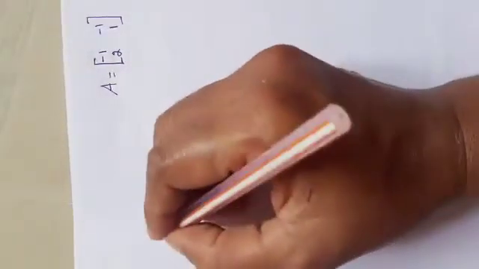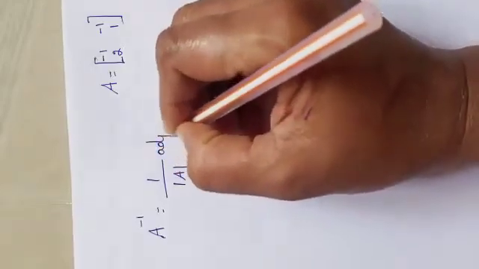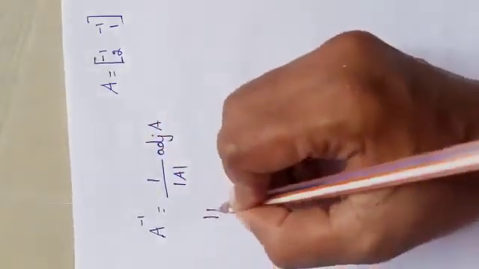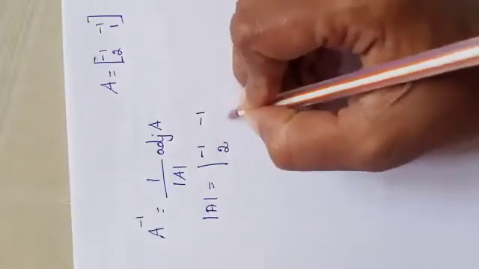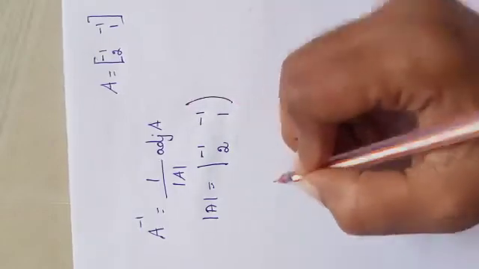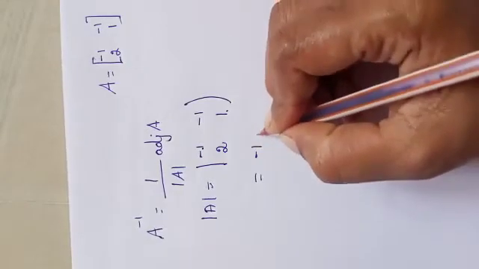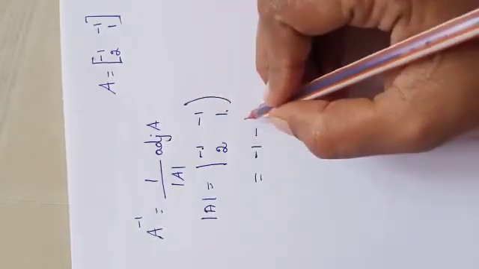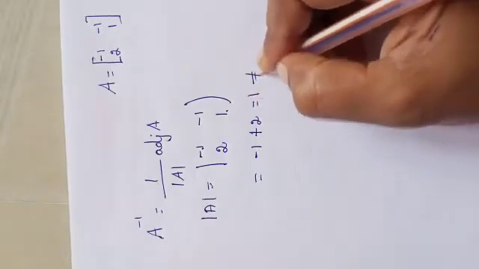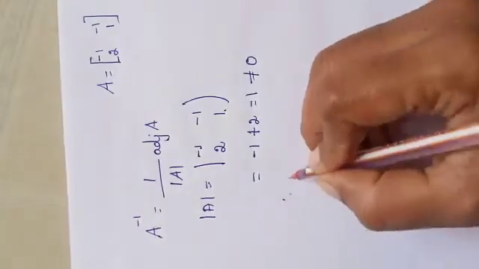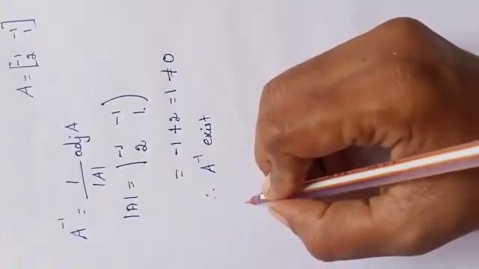See, what is A inverse? We know the formula: A inverse is equal to 1 by determinant A into adj A. So first, determinant A. That is the determinant of [minus 1, 2; 1, 1]. What will be our answer? Minus 1 into 1 is minus 1, minus 2 into minus 1 is minus 2, it will become plus 2. So our answer is 1, which is not equal to 0. Therefore, A inverse exists.